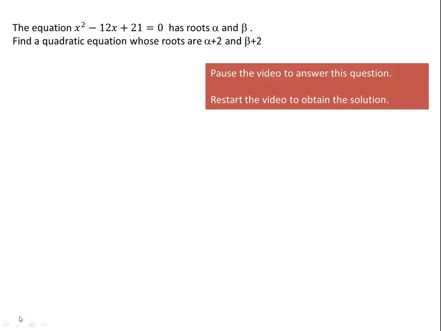To finish with then, here is a similar looking question. What I'd like you to do is pause the video, have a go at this question using one or other of the two methods, and once you've got an answer, restart the video and see whether your answer resembles my solution. You'll find that I've done the solution using both methods. All I want you to do is use one or the other of the two methods at this stage.